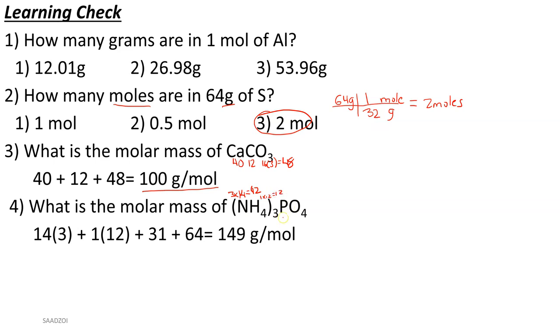Phosphorus, just one of them, no distribution required. And then oxygen, we have 16 times 4, which is 64 grams per mole. So we add all the mass together and we get the total mass of the compound, which is 149. So the only complicated ones for molar mass are when you have parentheses, because you have to distribute the number on the outside to everything on the inside, and then just add up the numbers again.